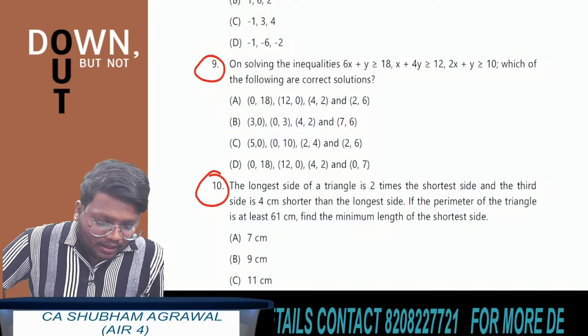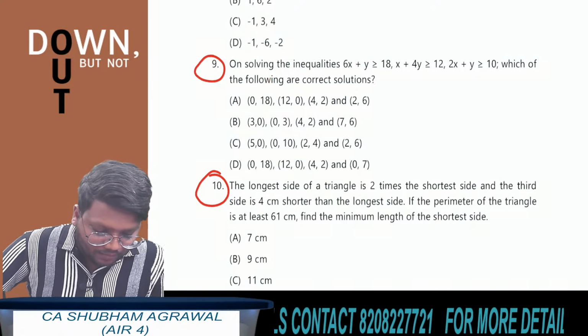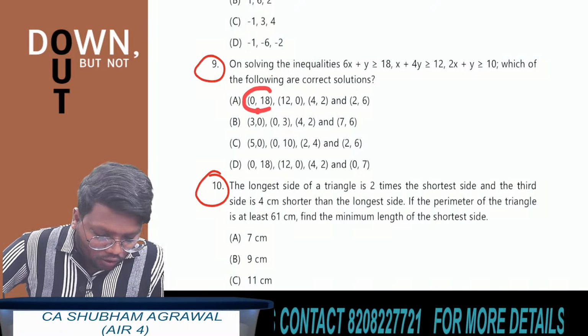Okay. First, I am checking option number A, 0, 18. Put value of x as 0 and y as 18 and check whether all the 3 inequalities are getting satisfied or not. So 6 multiplied by 0 is what? 0. And what is the value of y? 18. Okay, so first inequality is getting satisfied. 6 multiplied by 0 is 0 and 0 plus 18 is what? 18. And we want 6x plus y either greater than 18 or equals to 18.